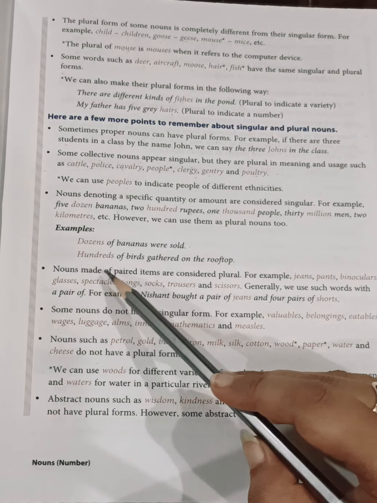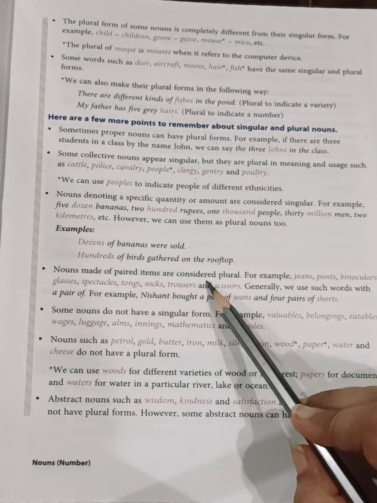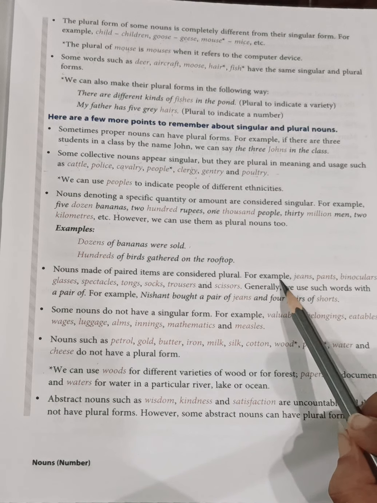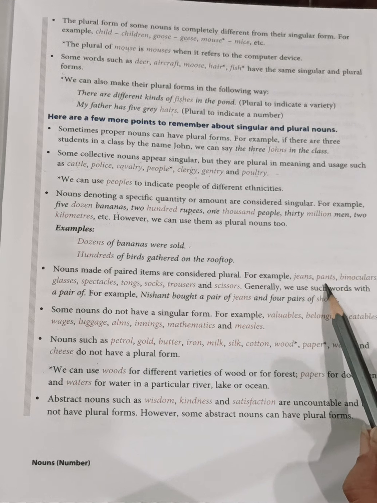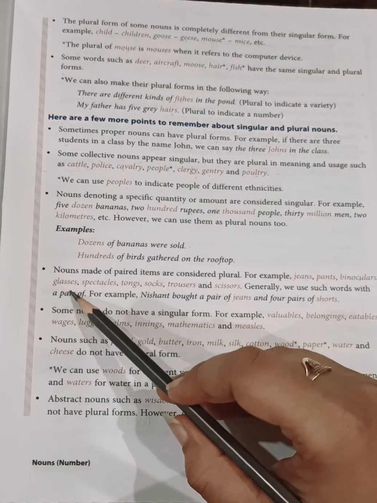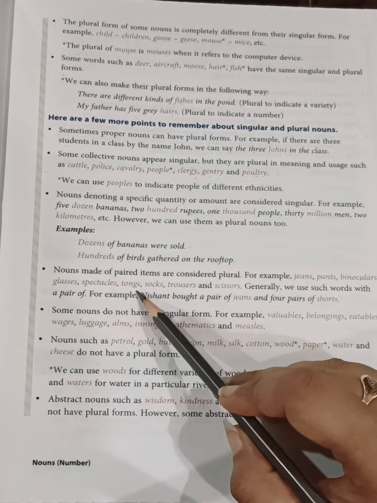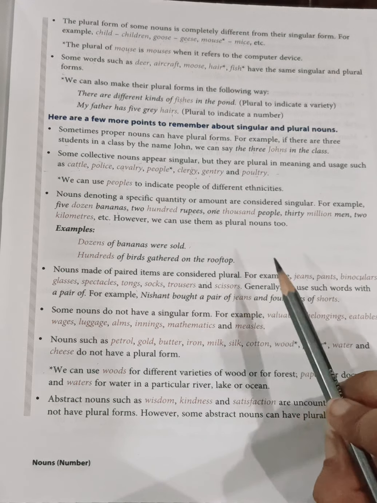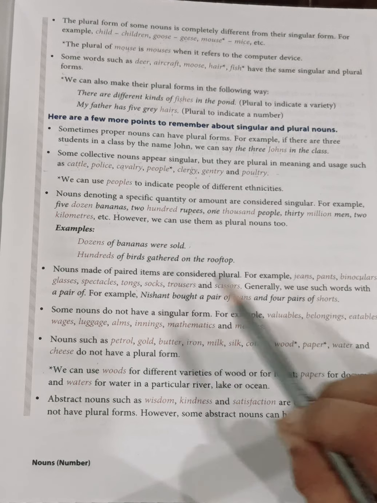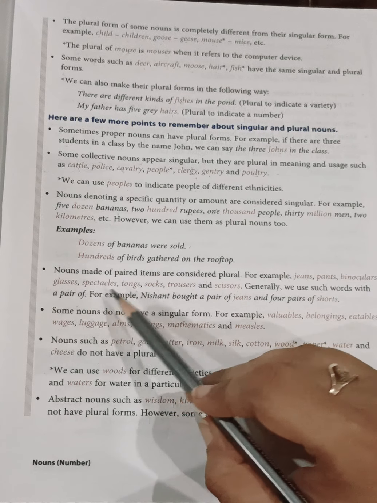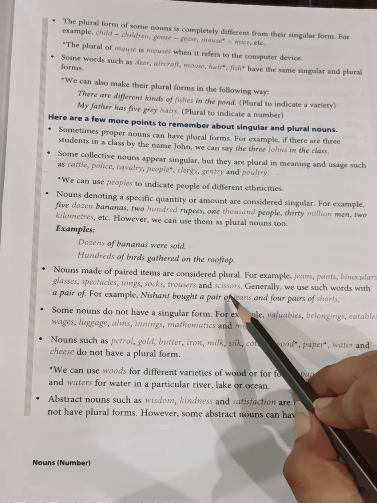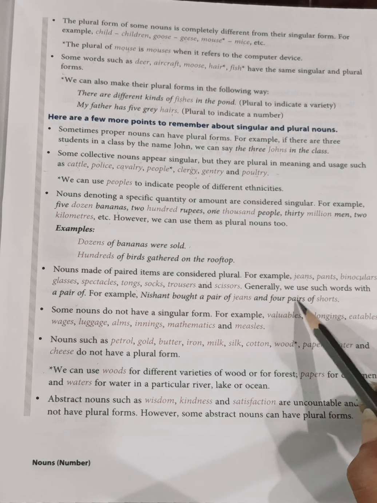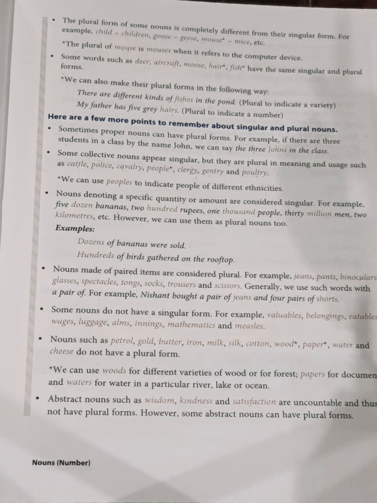Next, nouns made of paired items are considered plural. For example, jeans, pants, binoculars, glasses, spectacles, tongs, socks, trousers and scissors. Generally, we use such words with a pair of. For example, Nishant bought a pair of jeans and 4 pairs of shorts. Now, these words which are made with pairs are used as plural forms.